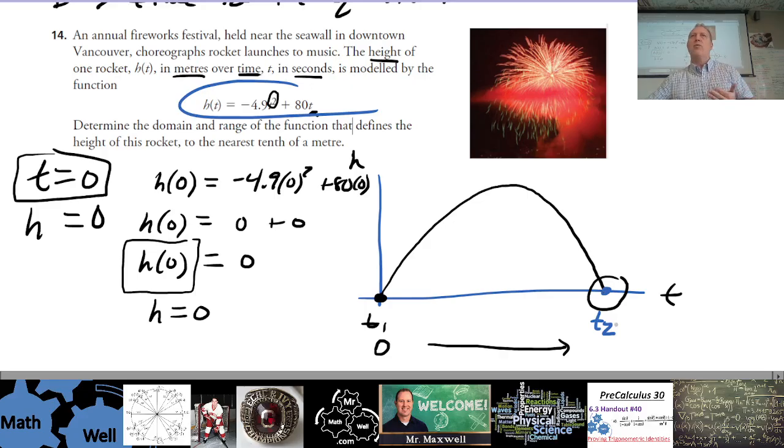It's when it hits the ground. What does it mean when it hits the ground? When it's on the ground, what else in this question? What does that mean? Thank you. The height is back at 0 right here. Okay? So there's going to be 2 times where the height is 0. One, time 0 when height is 0, and then time 2 when height is 0. So now we have to figure out what that is, and that's right now the tricky part.